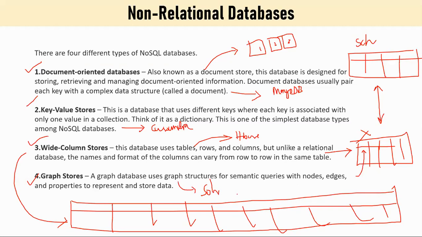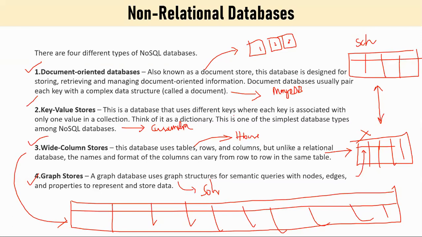Okay, so these are the examples. They're very famous. There are plenty of other types as well. You might have heard about MongoDB, right? MongoDB is one of the non-relational document-oriented databases. Cassandra is one of the non-relational key-value databases, and HBase is one of the non-relational wide columnar databases. Solr is one of the non-relational graph databases. So these are the 4 types that you have.